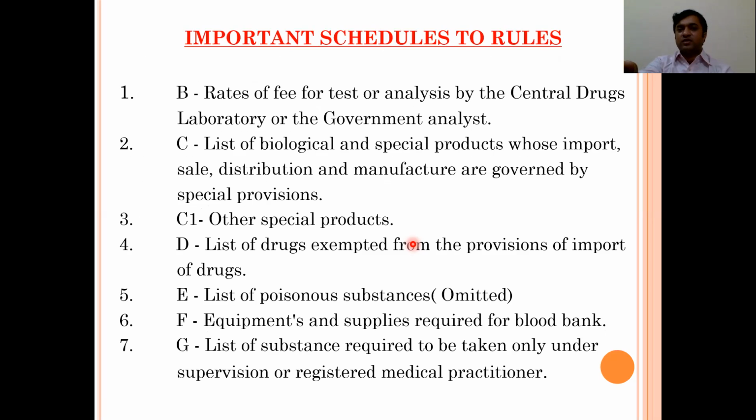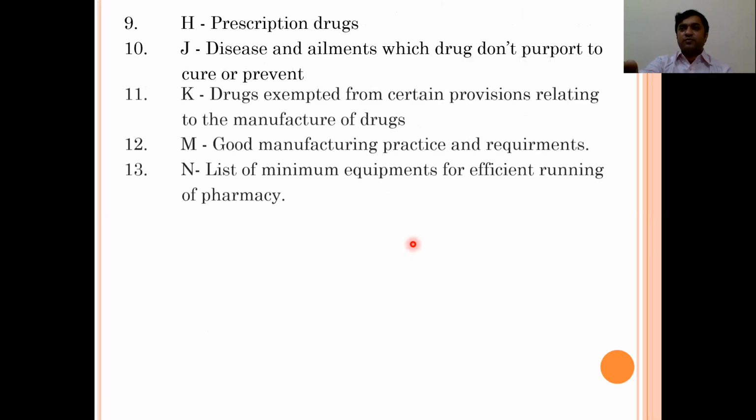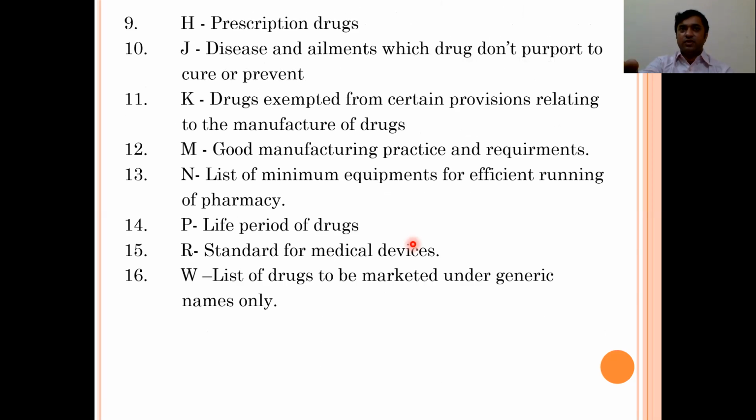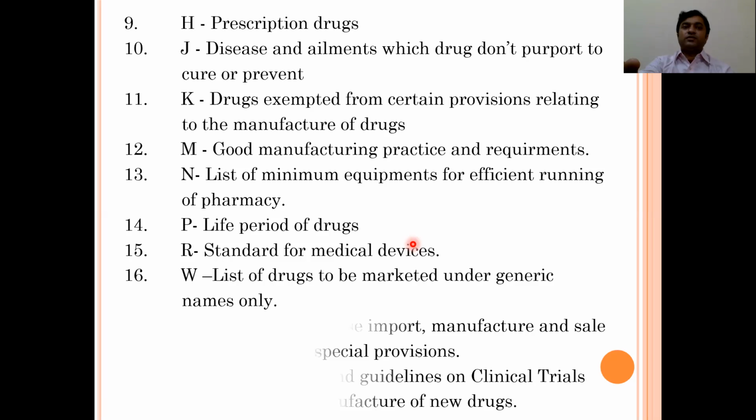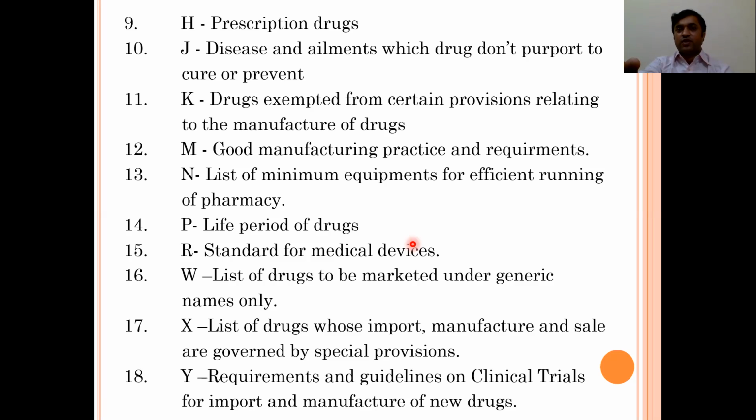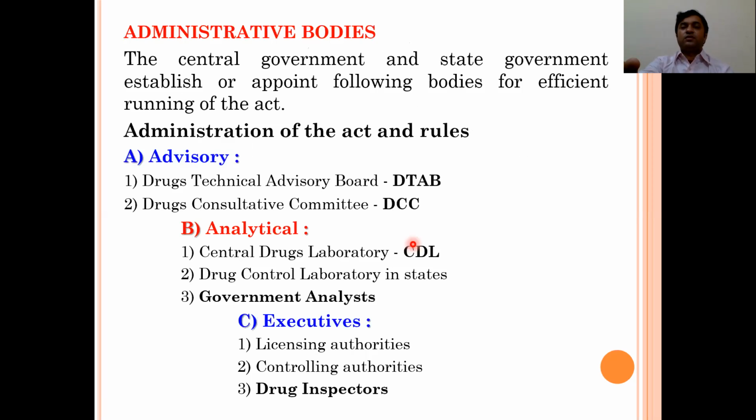F, equipment and supplies required for blood and blood products. Next, prescription drugs, Schedule H. And then Schedule M, which has subparts like M1, M2, M3: good manufacturing practices and their requirements. Next, Schedule X, the list of drugs whose import, manufacture and sale are governed by special provisions. So these are some of the schedules.